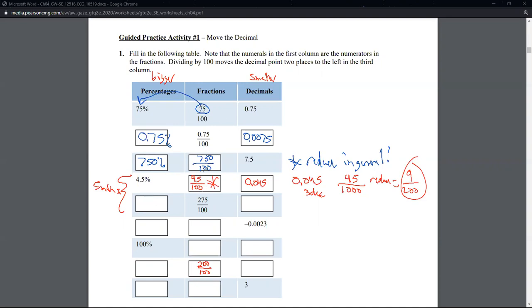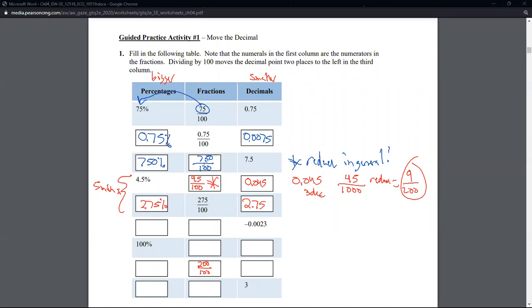Then, for the next row, we've got 275 over 100. Since that denominator is 100, we can go straight to a percentage. It's 275%. And then we can take the decimal, which is after the 5, move it left twice, and you would get 2.75 as a decimal value. Again, 275 over 100 is never going to be an acceptable answer in this course. You would have to divide by 5 and anything else and reduce it as much as possible.